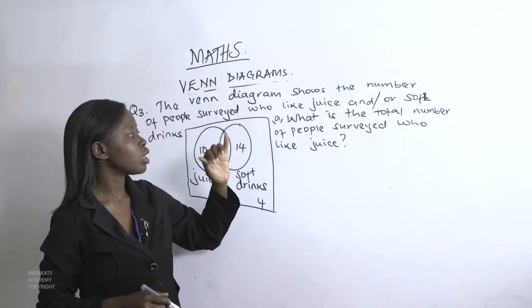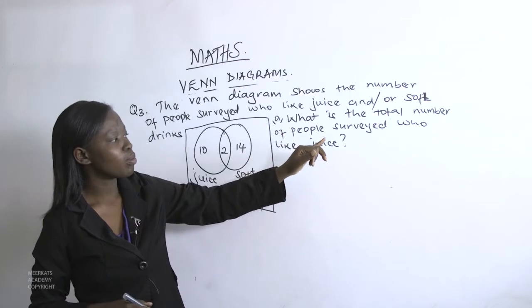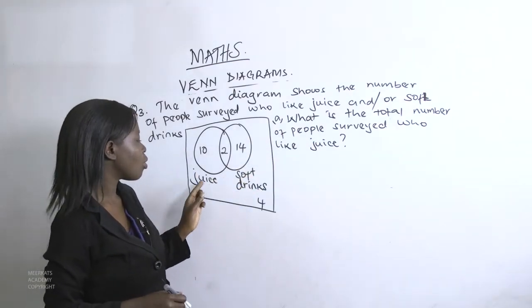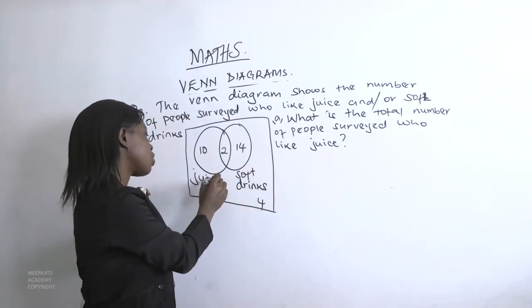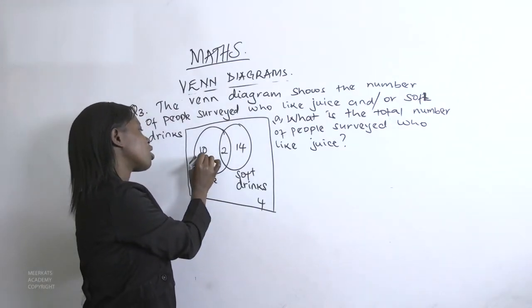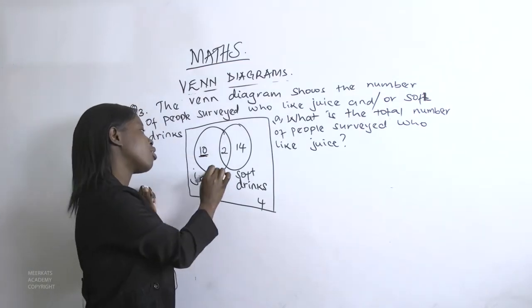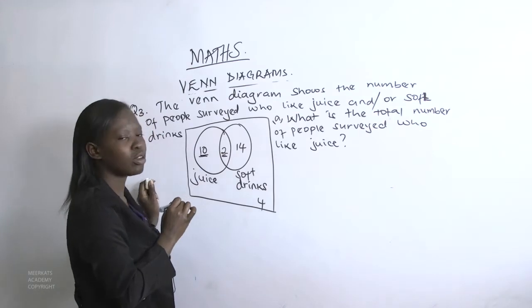So the first question is, what is the total number of people surveyed who like juice? We need to get the number of people who like juice. So juice is in this circle. So we are having juice at this point. So we have 10 people who like juice only. We have 2 who like both soft drinks and juice.